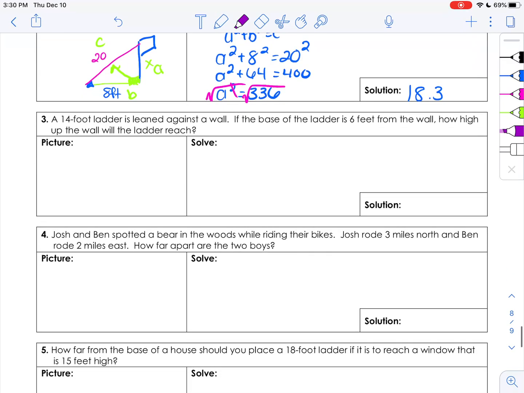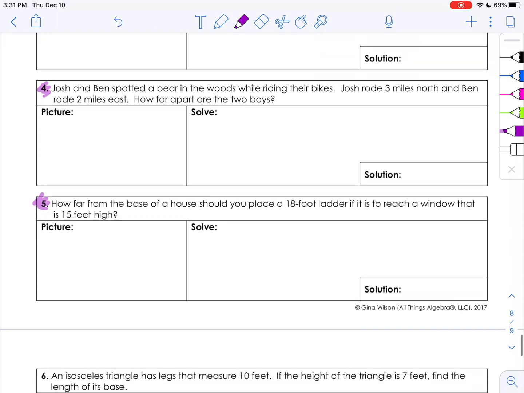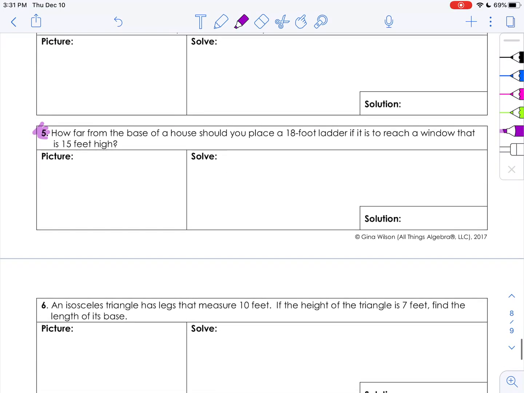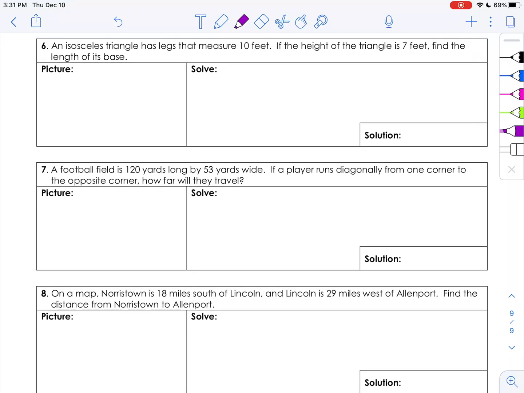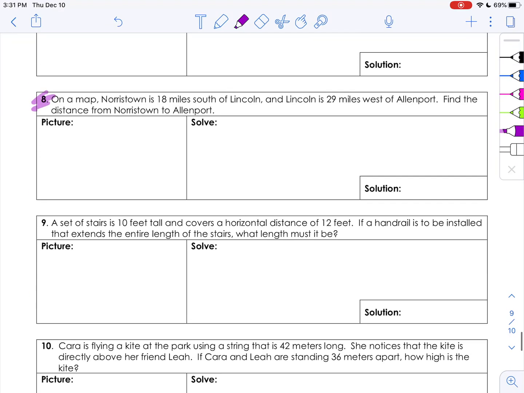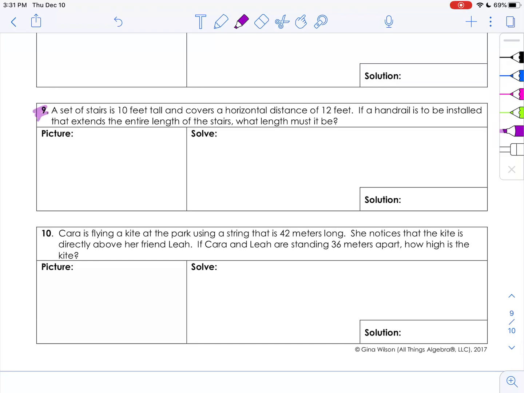Go ahead and highlight number 3, 4, and 5 on this page. On your next page, highlight 6 through 10. As you complete these word problems, make sure that you are drawing a picture and labeling everything. Make sure you are reading and interpreting correctly.